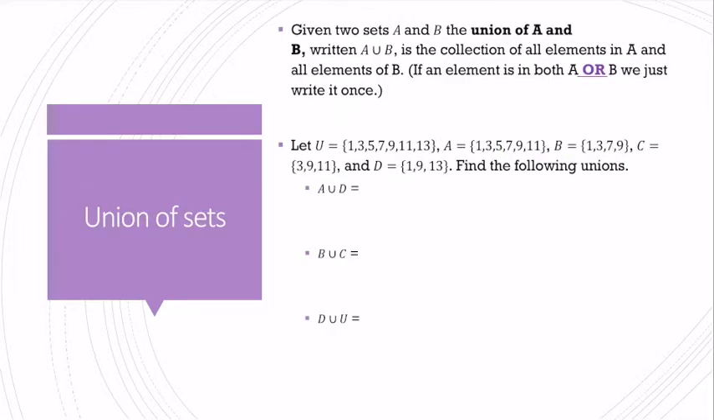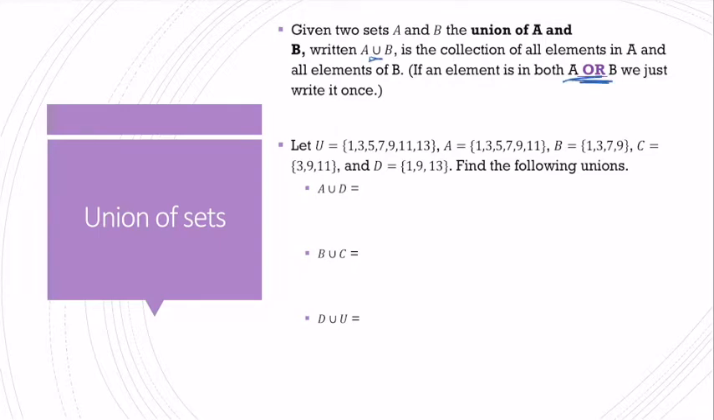Union is quite a bit different. Union's represented with this U, right? And it says, given any two sets, I only want the collection of all elements in A or all elements in B. So if they're in A or B, we just write them once.